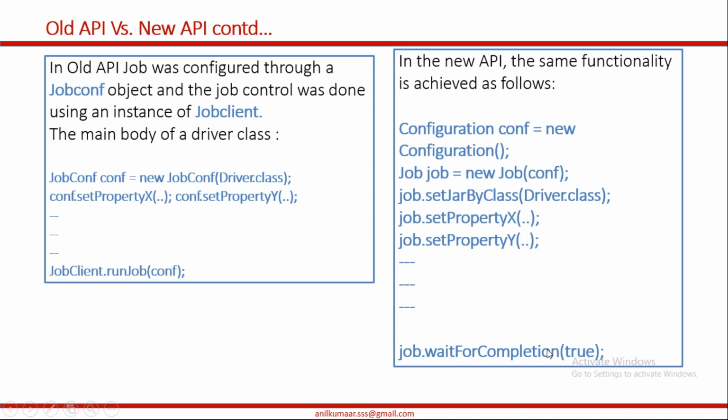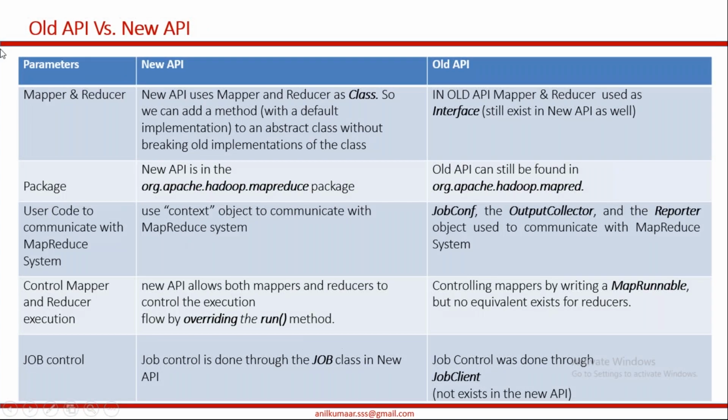This is the action event here, the starting point which runs your complete MapReduce program. Of course, some other changes I just mentioned as a table here. You can give it a read and go through it like this. Most of the points I explained here.